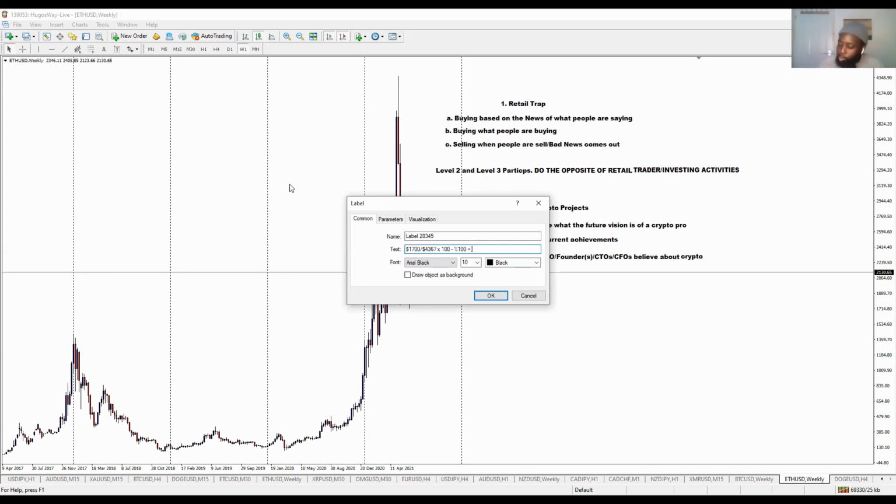So if I do the maths quickly for you: 1,700 divided by 4,367, times by 100. We take it away from 100. That gives us 61%. So far, we've seen that if you had bought right at the top, you would have lost 61% of your value.